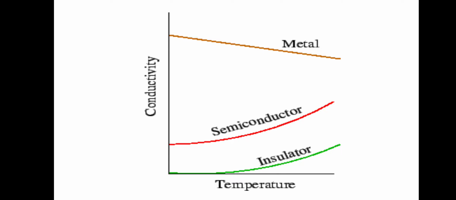We can show this with a graphical representation. As the temperature increases, the conductivity for the metal is decreasing, whereas for the semiconductors and insulators, the conductivity is increasing.